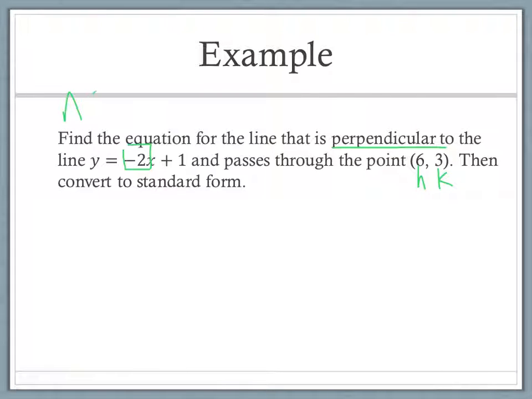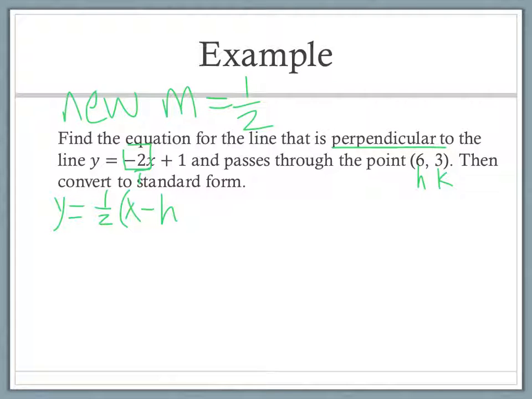So my new slope, I'm going to put new m, is going to be the opposite, so a positive, and then we'll flip that. Remember, that's technically 2 over 1, so if I flip it, it'd be 1 over 2. Okay. So my new slope is 1/2. So now when I write this, I have y equals 1/2 x minus 6 plus 3. So now I'll distribute. Okay, so then I'll have y equals 1/2 x. Half of 6 is 3, so minus 3, then plus 3.